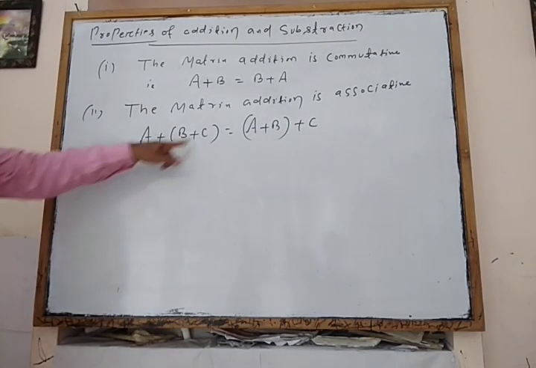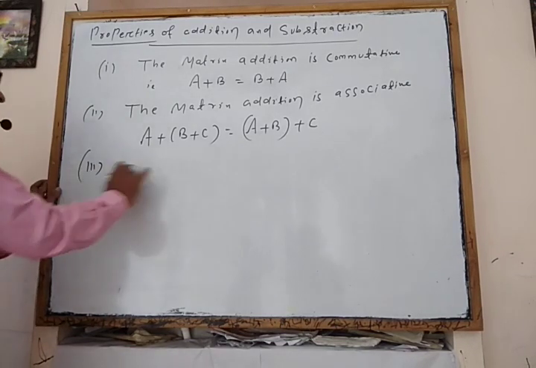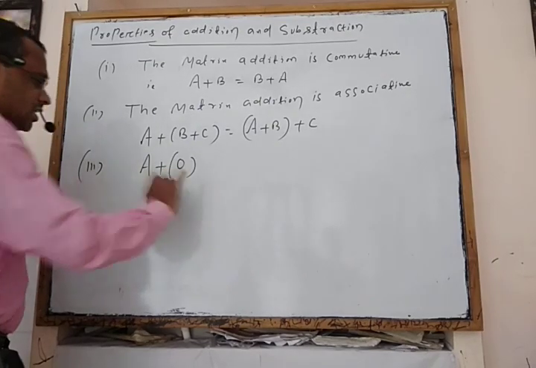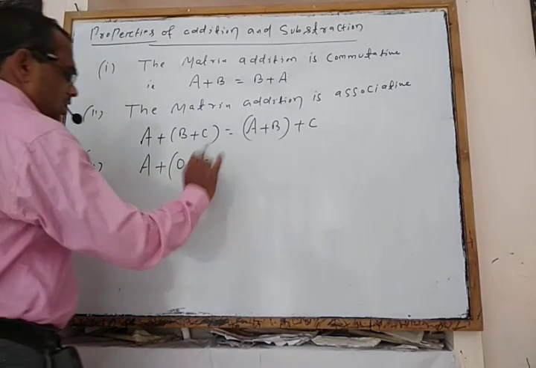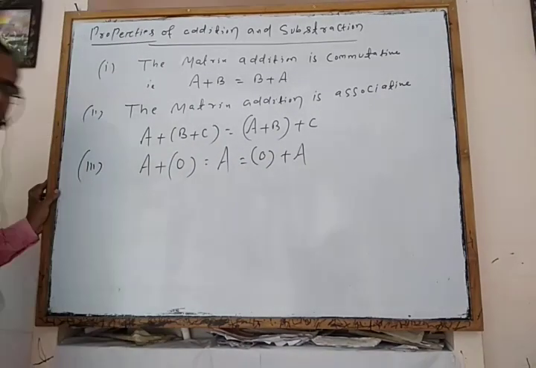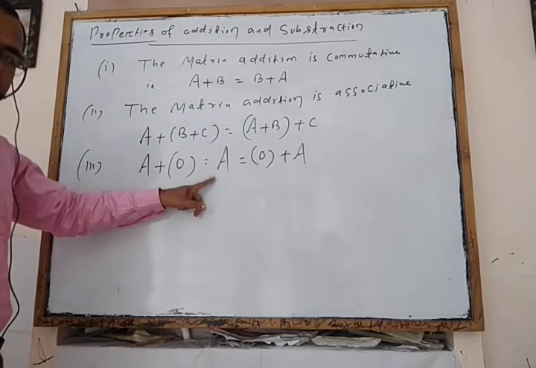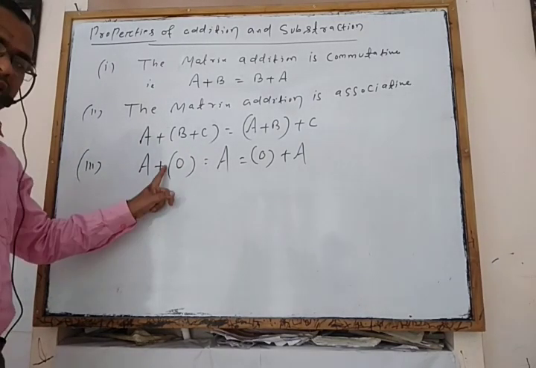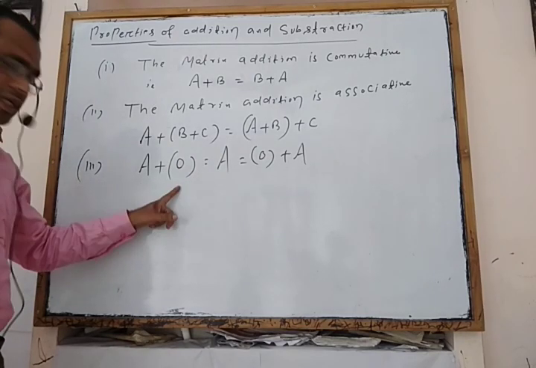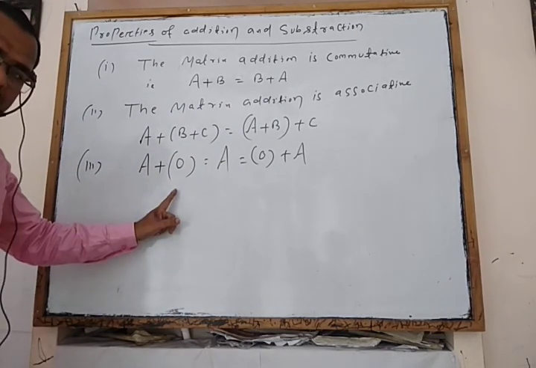provided A, B and C are of the same order. Number 3, for any matrix A, A plus null matrix, that is the zero matrix, is equal to zero matrix plus A, for every matrix A. So A plus 0 is equal to A. If we add a null matrix to any matrix, you will get the same matrix. So the zero matrix is called the additive identity, the null matrix is called the additive identity.